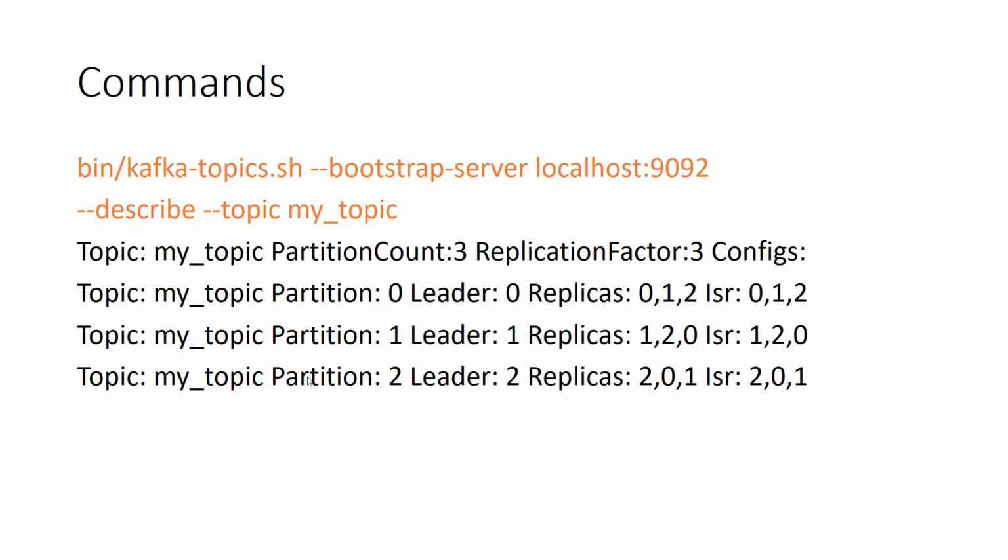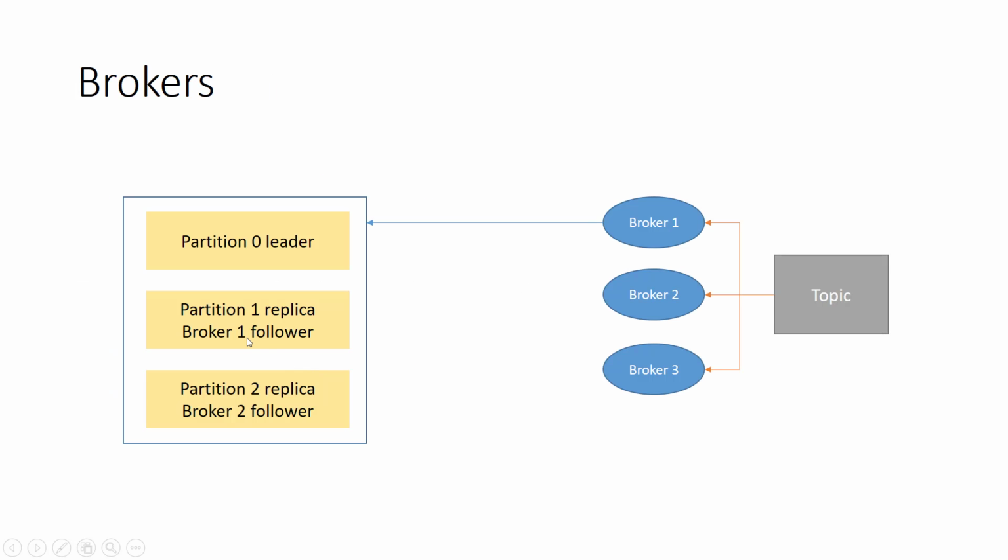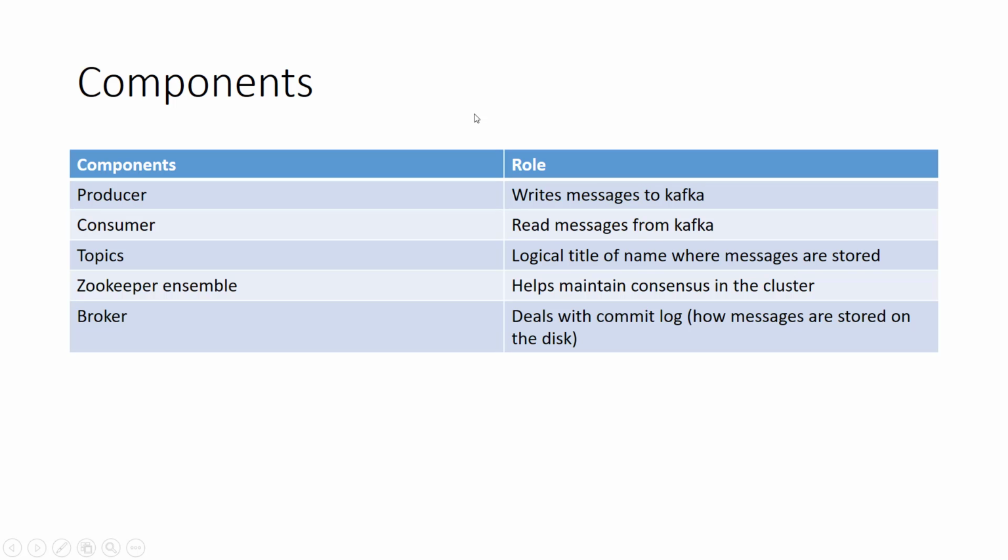And so let's get back to our image. As you can see, we have broker 1 that is zoomed in here. It has the partition 0 leader and holds 2 other replicas, as we mentioned. Afterwards, we're going to see what the major components of Kafka are.